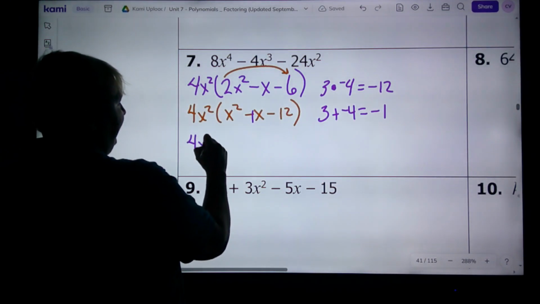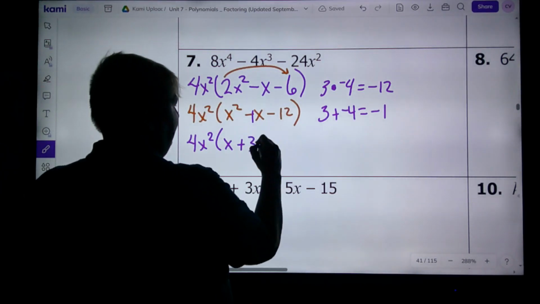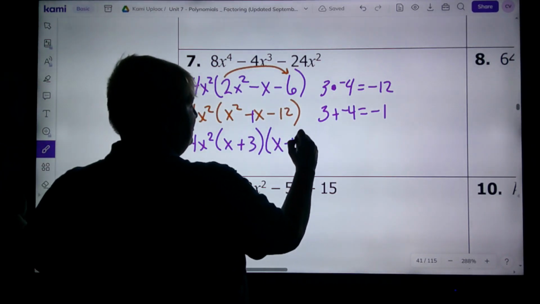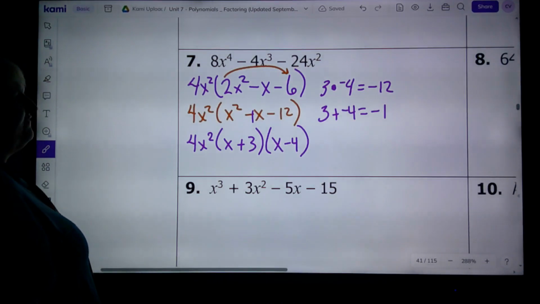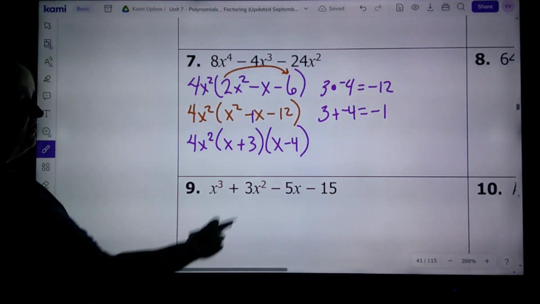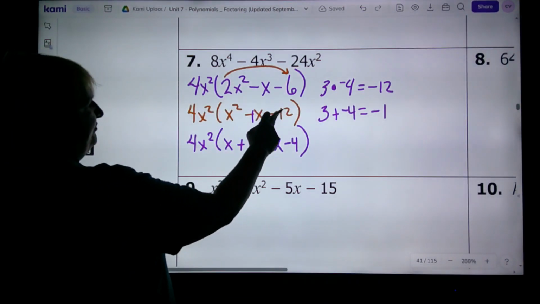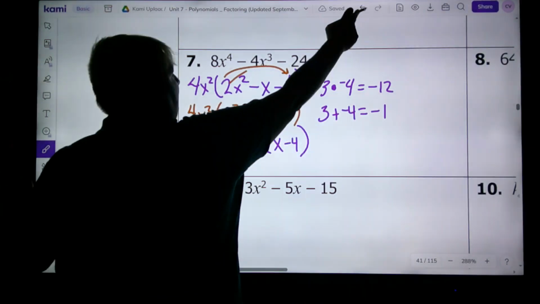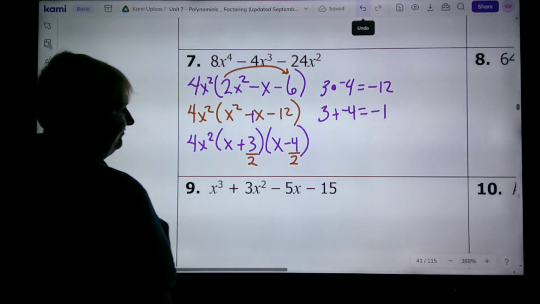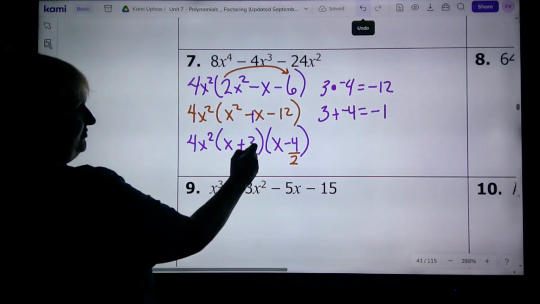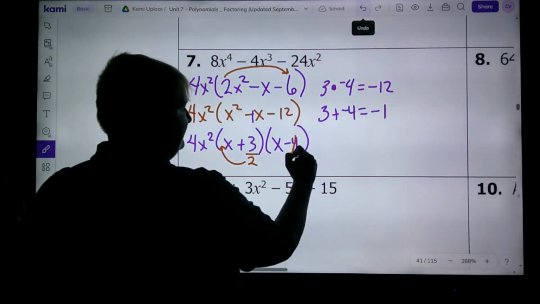So now we have 4x squared, x plus 3, x minus 4. No common terms, nothing we can factor out, nothing we can make smaller. Don't forget we slipped and slid, right? Because it was a slip and slide, you got to put it back. We multiplied the 2. We have to go back and put it under there. This one isn't going to simplify, so it goes up here. This one is going to simplify to a 2.